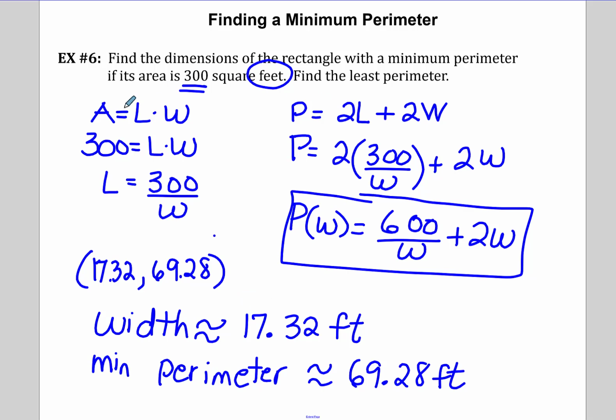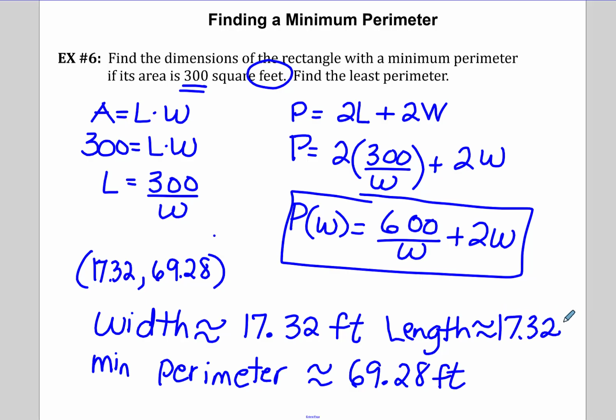And if you multiplied these two together, we should get that area. We'd have to figure out the length, and the width is 17.32. So what's the length? We have to go figure that. So 300 divided by 17.32 would be the length. And the length is also 17.32. So it would be a square.